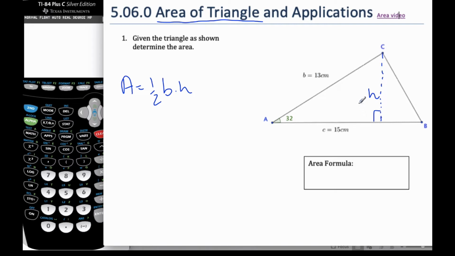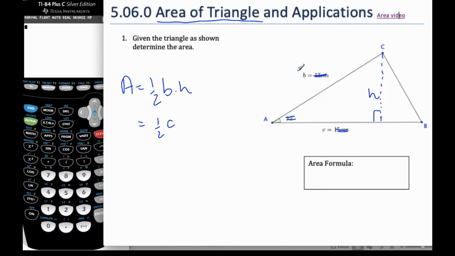Well, what we can do is, if this is A, this is H, and this is little b, and if I pretend I don't know these values for a moment, I know in this case, if I use this formula, it's a half. The base is this side C.